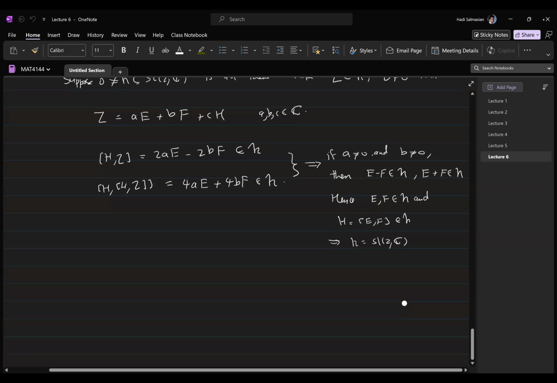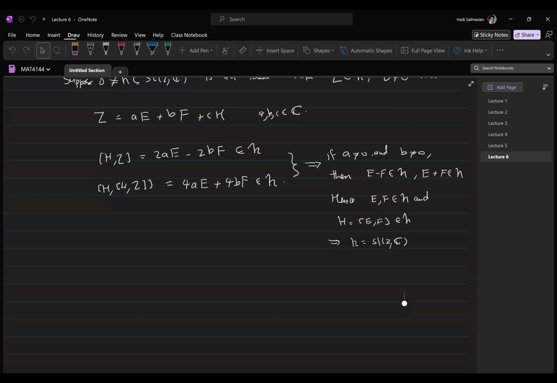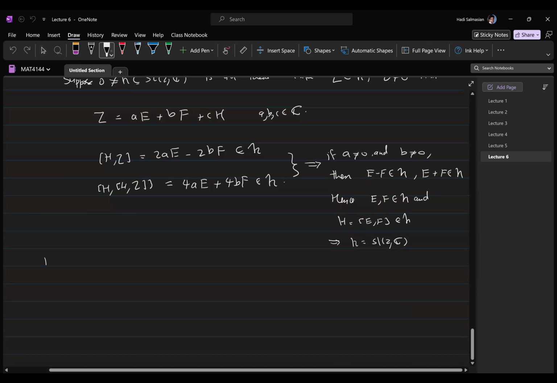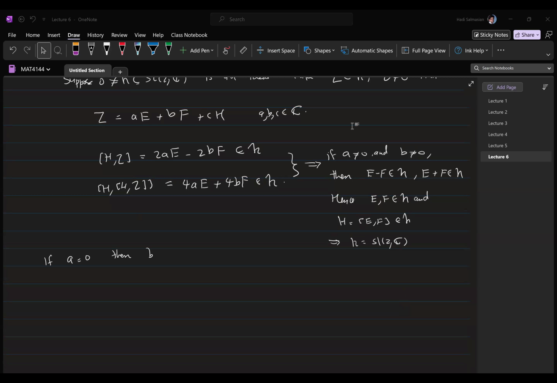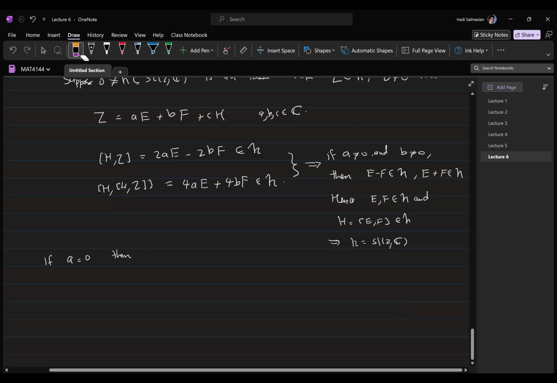Okay, and now what if the coefficients are zeros? For example, if A is 0, well, as a consequence, we know that this Z is non-zero. We could just continue; in many ways, we could argue. So then what do we know? Then Z is BF plus CH.